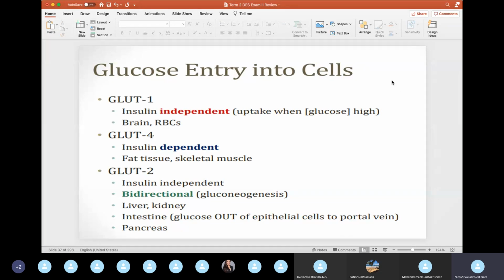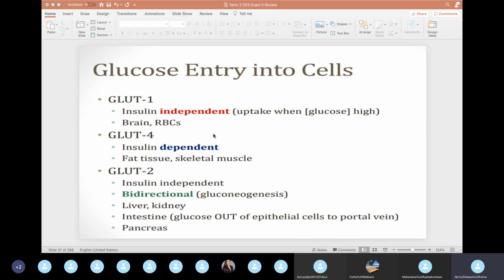So GLUT1, insulin independent, meaning this only happens when glucose is very high, okay? GLUT1 can be seen in brain and your RBCs. GLUT4 is insulin dependent. This is commonly expressed in your fat tissue or your skeletal muscle. GLUT2 is insulin independent. This is bidirectional. Most of the tissues in the body have GLUT2, right? Liver, you have the kidney, you have the intestine, and your pancreas.